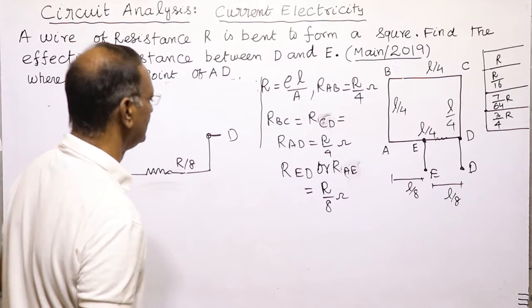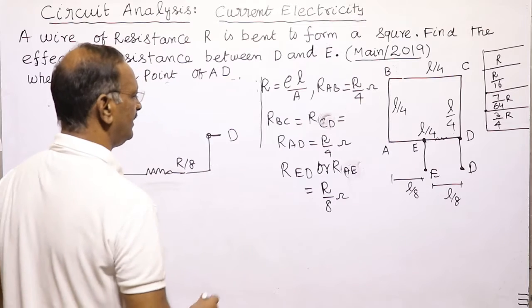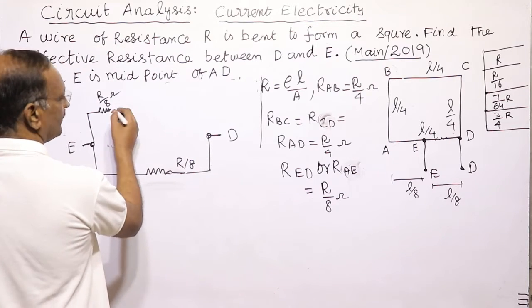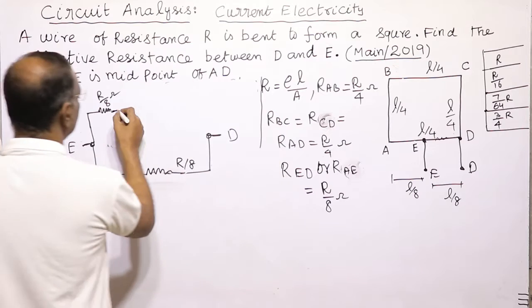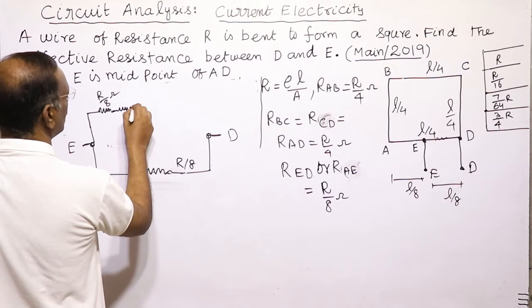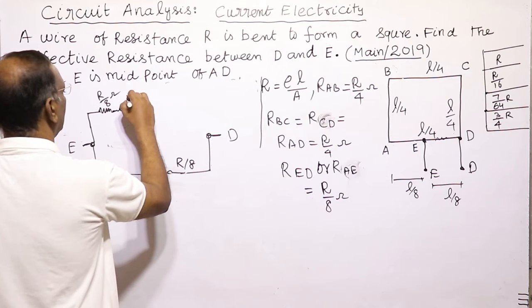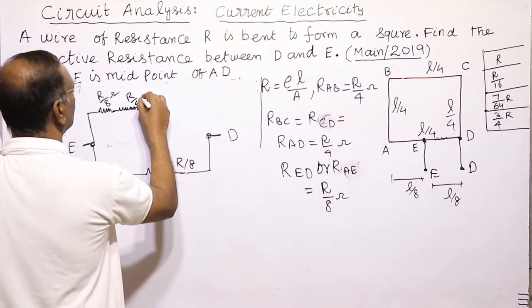Between E and E, R by 8, R_AE is equal to R by 8. Okay, then R_AB is equal to R by 4. R_AB is R by 4 ohm.